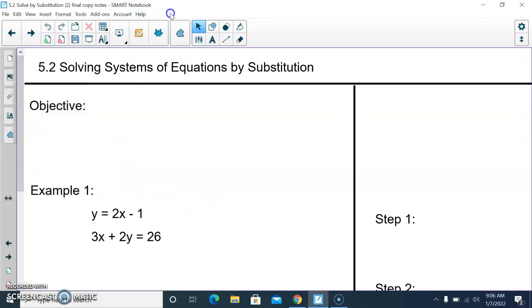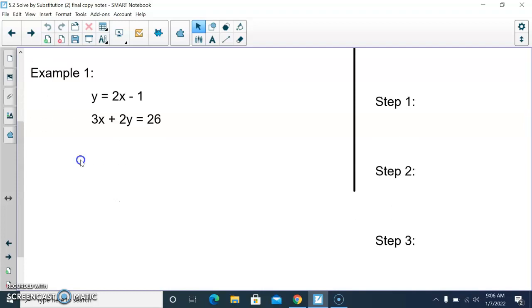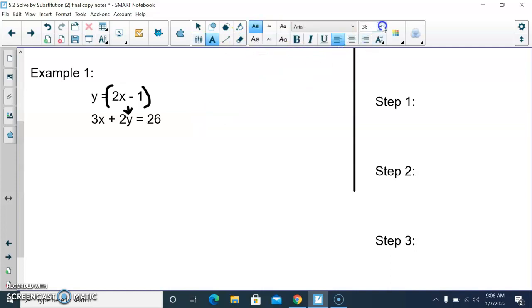For our first example here, we're looking at the problem below. You can also find these examples on Blackboard in our notes. We're looking for how to substitute in the value that y is already equal to in for y in another equation.